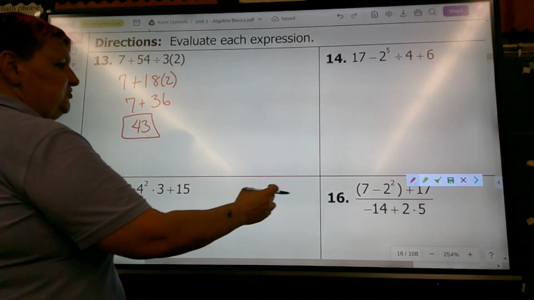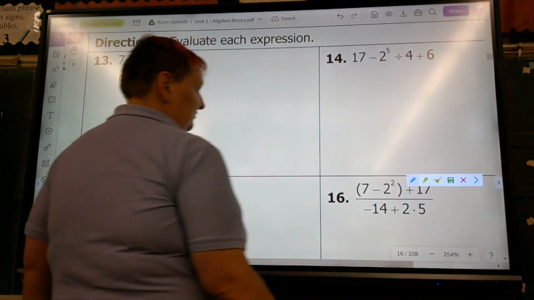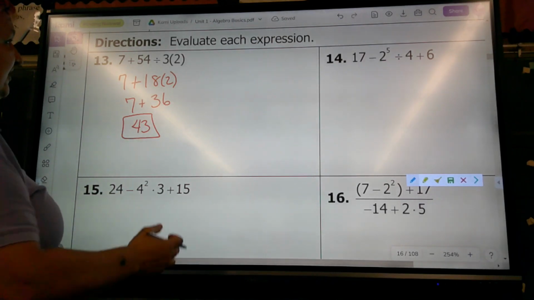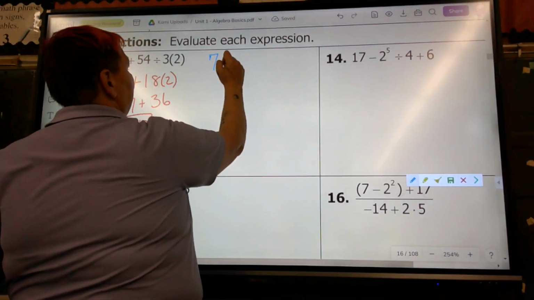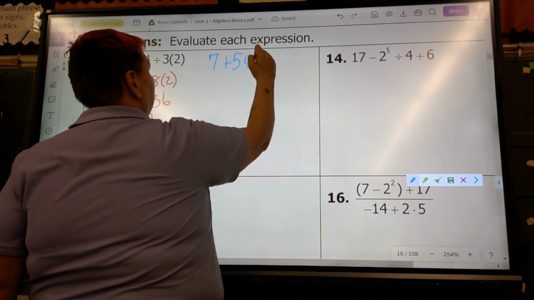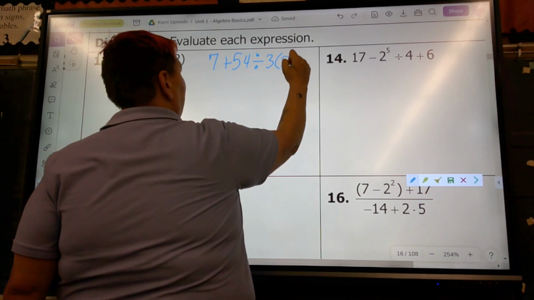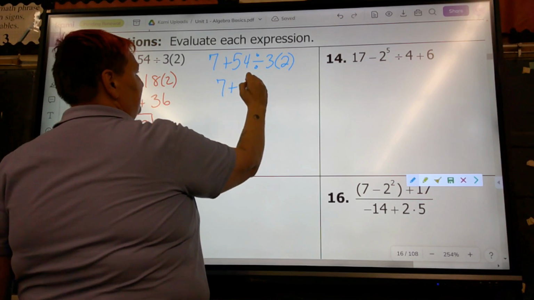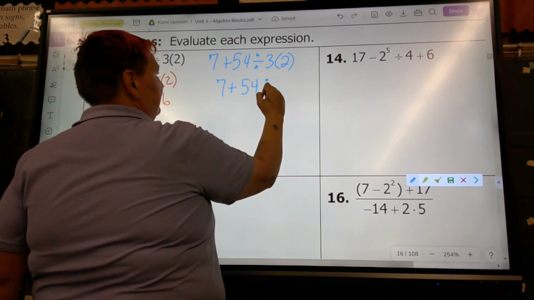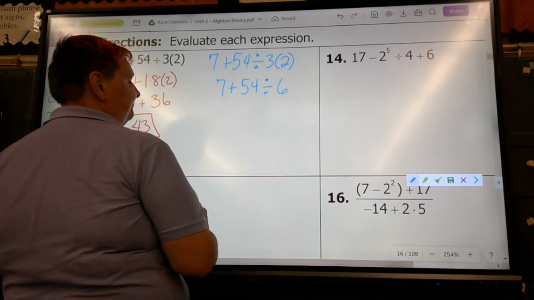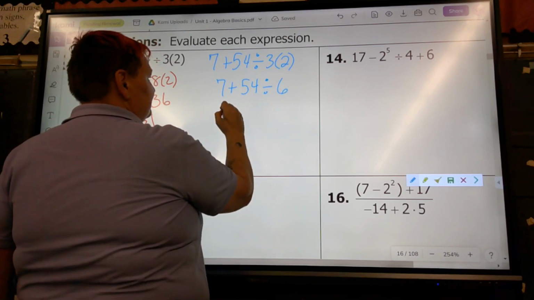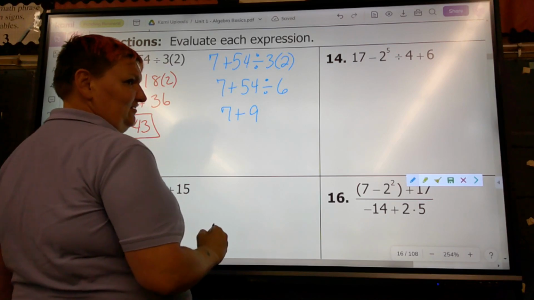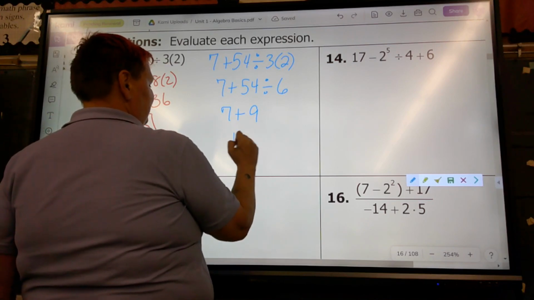It's important to do it in this order with all the PEMDAS rules, even the new ones, because if you'd have done it in a different order, right? Suppose you wanted to multiply first. Then you would have got 7 plus 54 divided by 6. And then 7 plus 54 divided by 6 is 9, I think. 7 plus 9 is 16.